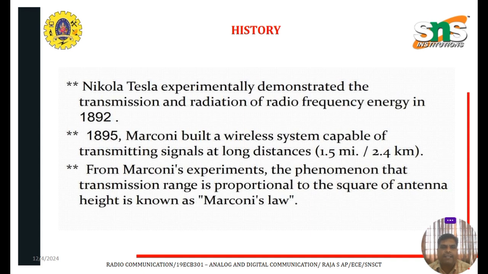In 1895, Marconi built a wireless system capable of transmitting signals over a longer distance, with a range of 1.5 miles, that is 2.4 kilometers. From Marconi's experiment, the phenomenon that transmission range is proportional to the square of the antenna height is known as Marconi's law.